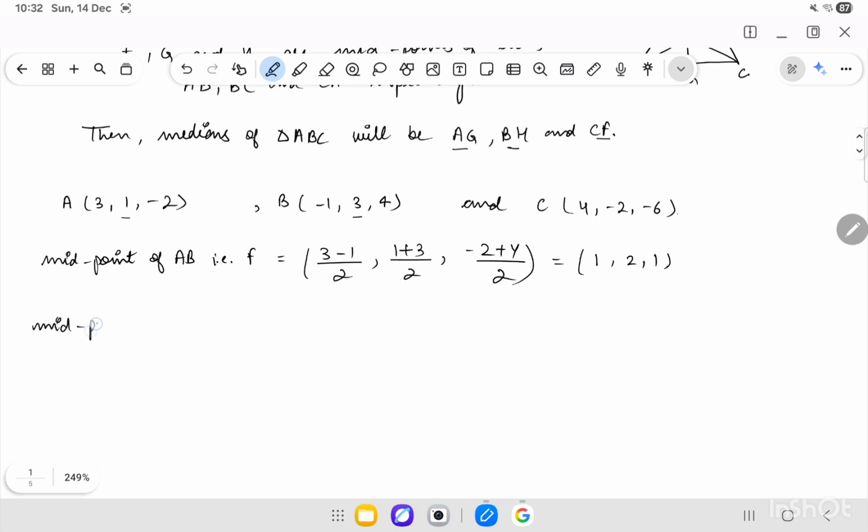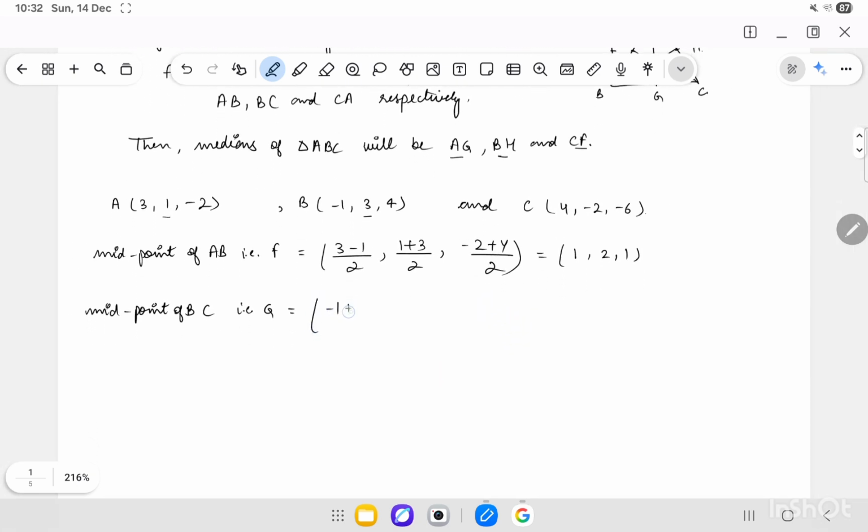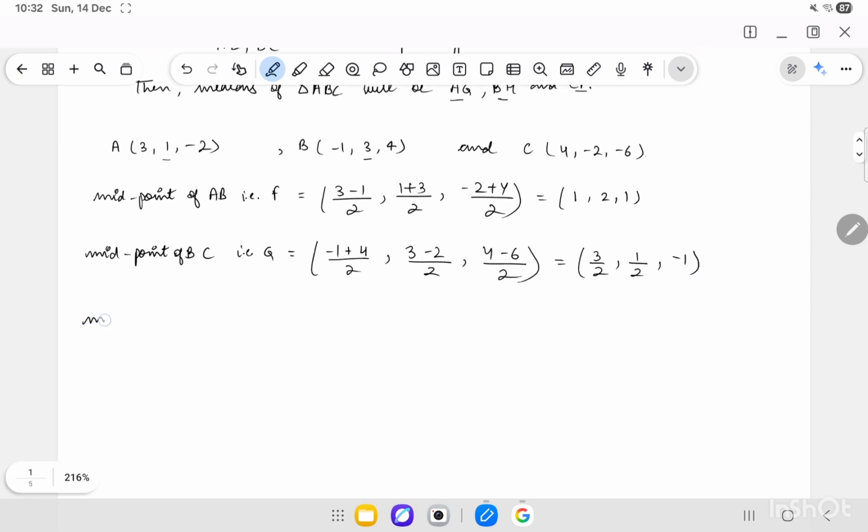Likewise, midpoint of BC, that is G, will be equal to minus 1 plus 4 divided by 2, 3 minus 2 divided by 2, and 4 minus 6 divided by 2, which is equal to 3 by 2, 1 by 2, and minus 2 by 2, which is minus 1 only. So this is our point G.